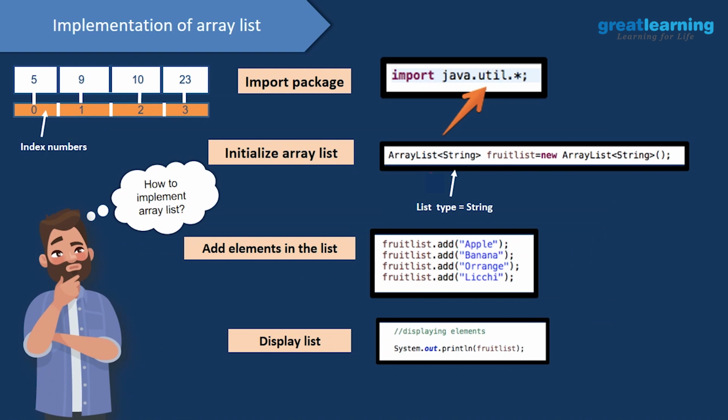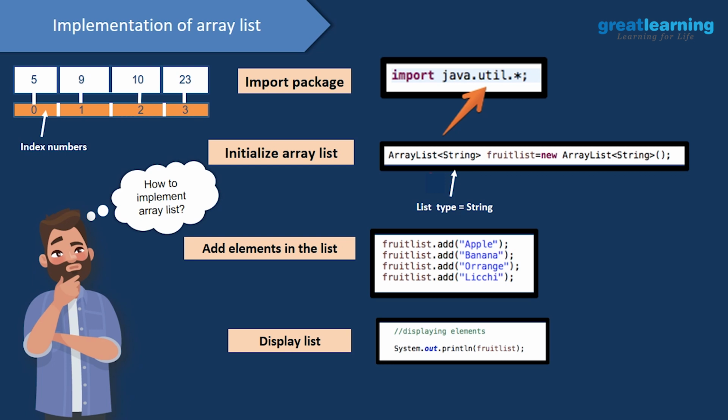Let's see how we can implement an ArrayList in Java. I will show how you can do that, and then we will go for a practical implementation. First, to import the package, you use import java.util.*. The star basically fetches everything, so you don't need to mention each class separately.